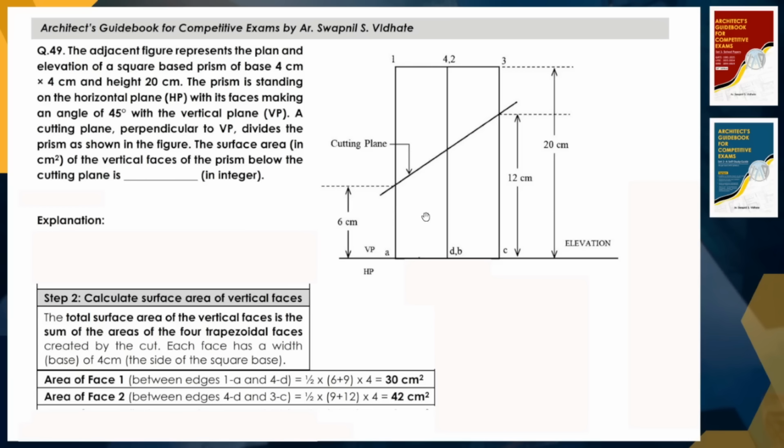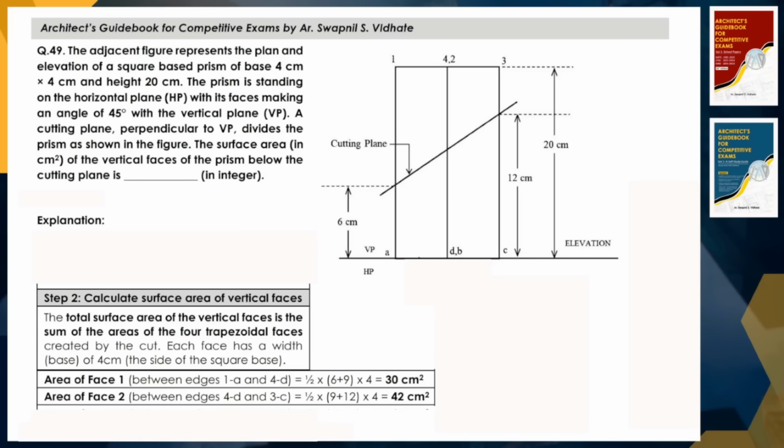So that will be half into sum of parallel sides, sorry, my mistake, multiplied by the base. So that will be half into sum of parallel sides. So this is 6, this is 9, so 1/2 into 6 plus 9 multiplied by base, that means 4. So area of face 1 will be 30 centimeter square.